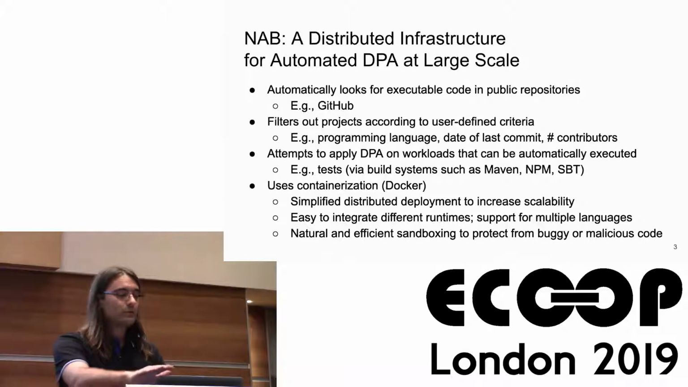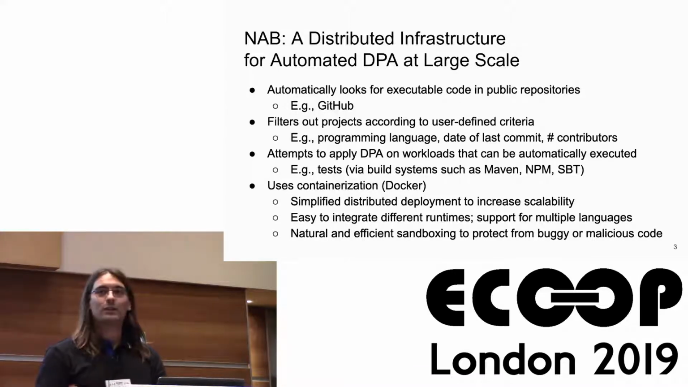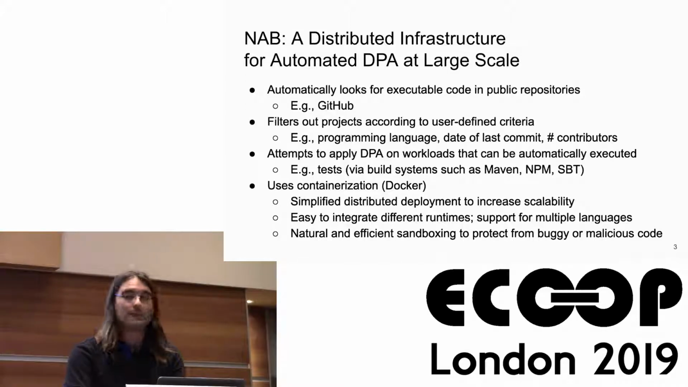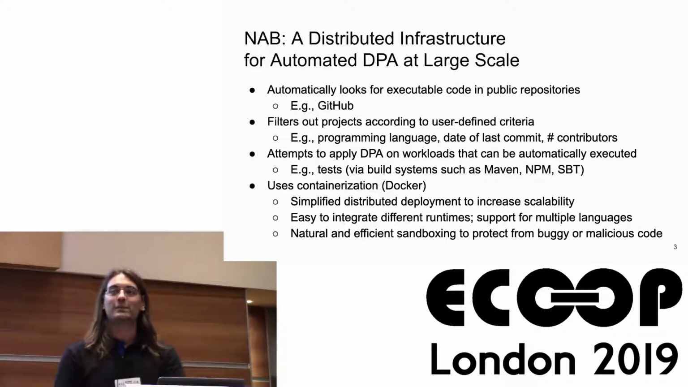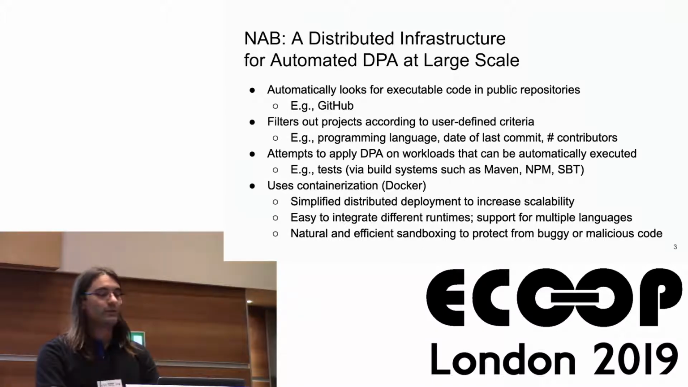NAB automatically looks for executable code in public repositories like GitHub, GitLab, Bitbucket, etc. Here I will focus mainly on GitHub, which is the repository offering the most advanced search API. Then it filters out projects according to user-defined criteria, for example, based on the programming language, the date of last commit, number of contributors, number of stars, etc. And also it attempts to apply DPA on workloads that can be automatically executed.